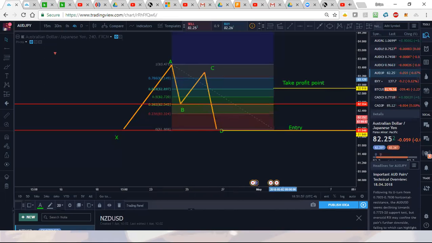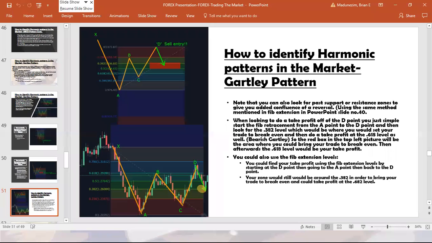Okay, now let's see. You can also use the fib extension levels to mark out where you can take your profit. All you have to do is start at the D point with your fib extension tool, and then go back to the A point and then back to the D point, and that should draw out your zone where you want to take profit, right? So you can use the fib retracement tool or the fib extension tool to give you your take profit on these harmonic patterns. Okay. All right.